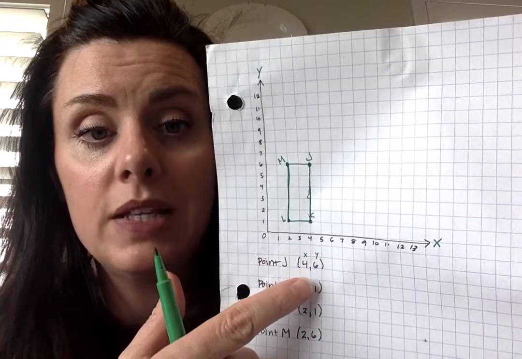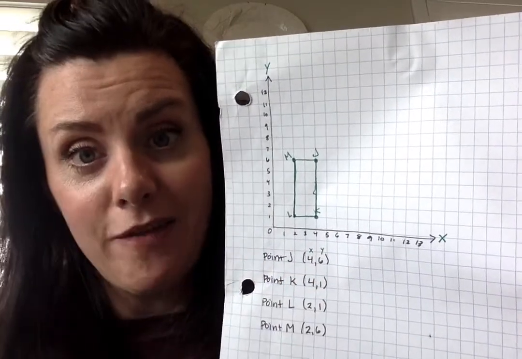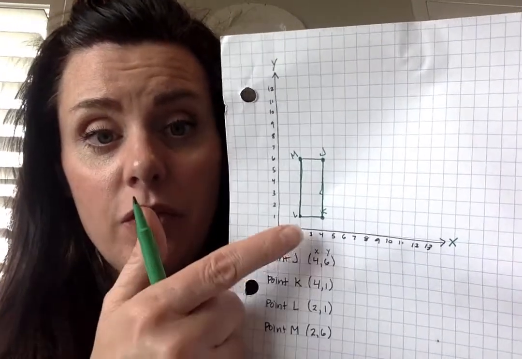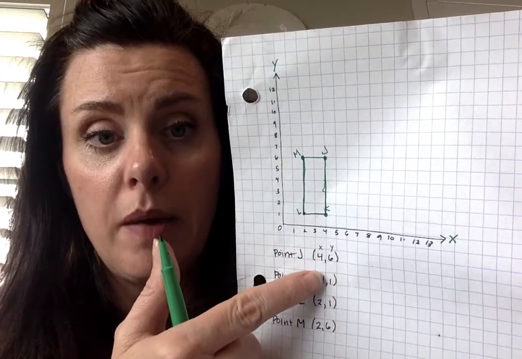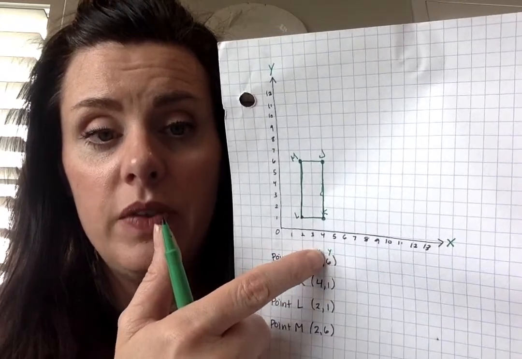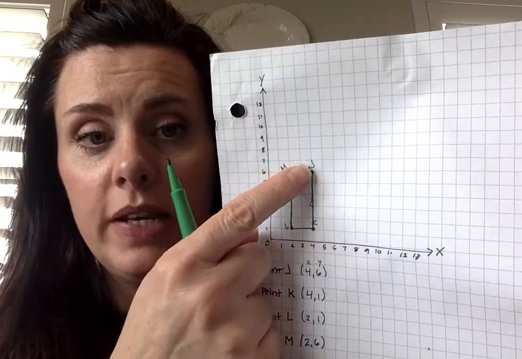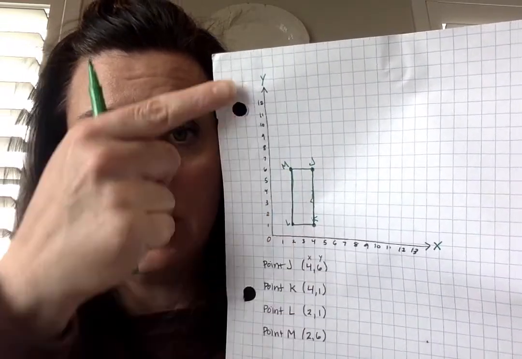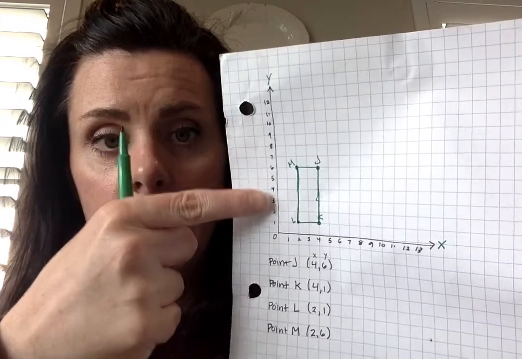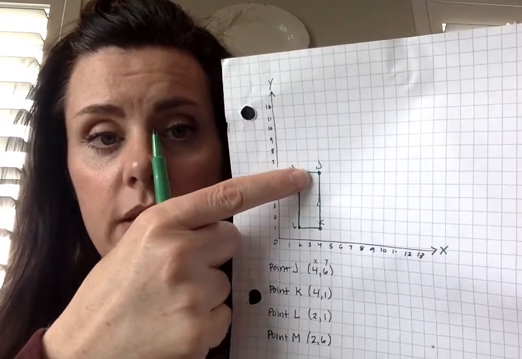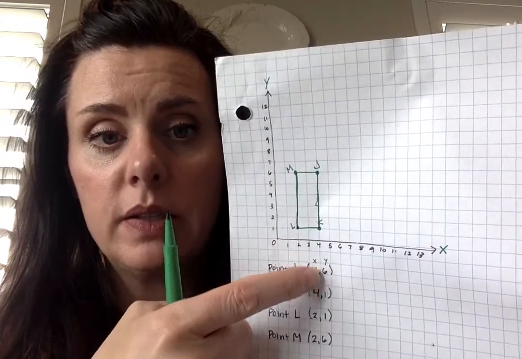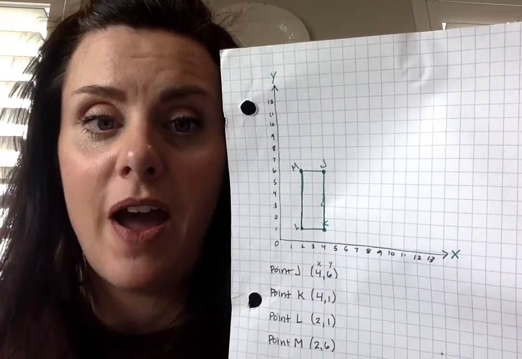6 minus 1 is 5. That's our length. Now the 4s are the same, so we don't worry about them. We find the one that's different, and on this one it's the y-axis that we're looking for, right? We're finding the length on this y-axis because we're going up and down. So we say 6 minus 1 is 5, so our length is 5.